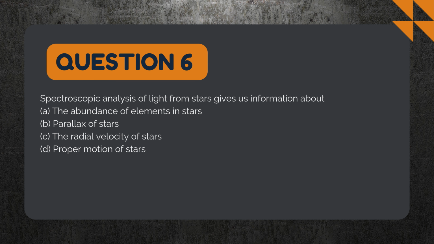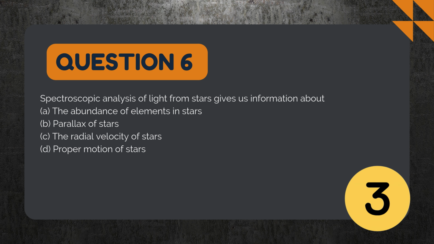Question 6. Spectroscopic analysis of light from stars gives us information about A, the abundance of elements in stars, B, parallax of stars, C, the radial velocity of stars, D, proper motion of stars.